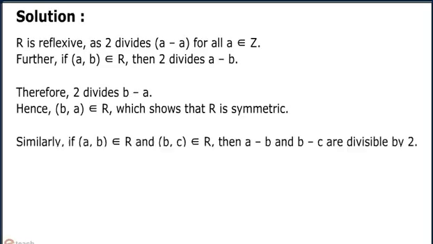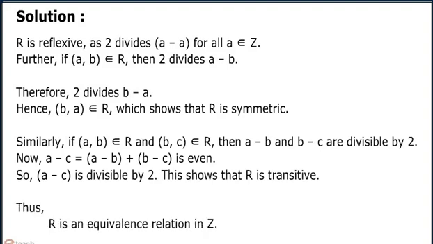R is reflexive as 2 divides a minus a for all a belonging to Z. Further, if (a, b) belongs to R, then 2 divides a minus b. Therefore, 2 divides b minus a. Hence, (b, a) belongs to R, which shows that R is symmetric.